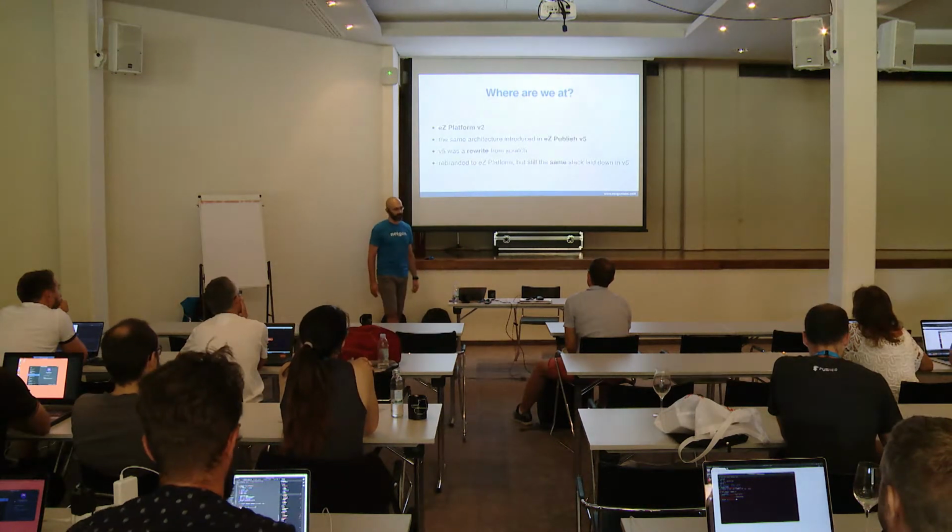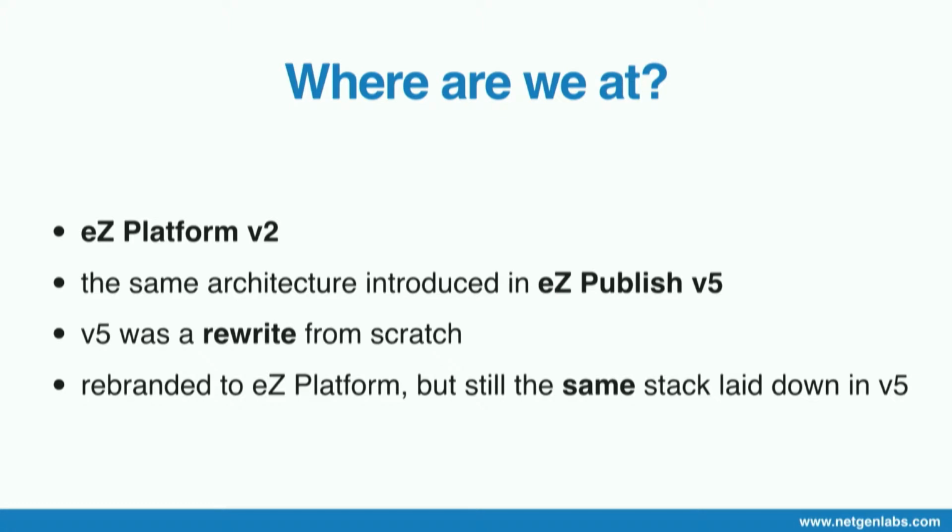So where we are at today, our current version of the software that we are using is called eZ Platform, and the current version is 2. But this is really the same architecture that was introduced in the version 5 rewrite, which was, as I mentioned, a rewrite from scratch, so a blank slate. It was later rebranded to eZ Platform, so basically eZ Platform 1 is eZ Publish version 6 and so on. But this is still the same stack. The updates since then were incremental. There was no big rewrite.